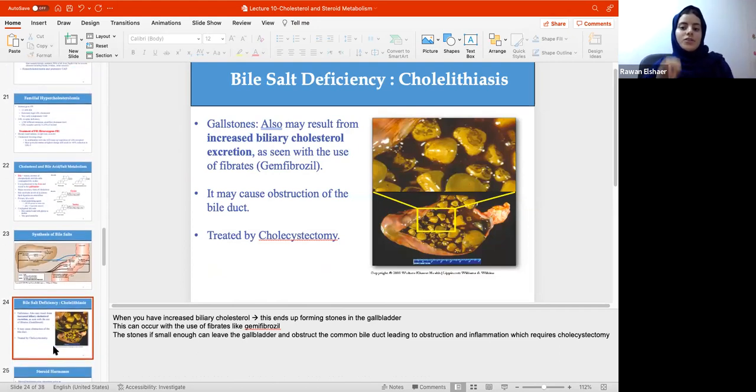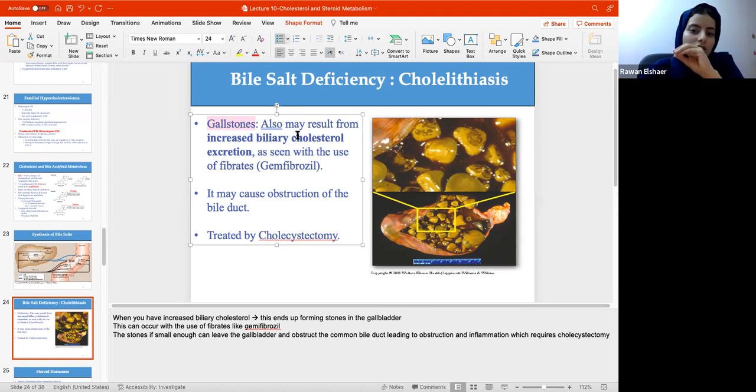So now, bile salt deficiency. Okay, cholelithiasis. This is something you're going to hear about even in fourth year. It's a very important disease, something that you're going to have to know about. The first thing you need to know is that cholelithiasis basically means gallstones. Whenever you see the word chole, you think of the gallbladder. Lithiasis means stones. If you see the word nephrolithiasis, that means kidney stones. Cholelithiasis means gallbladder stones.